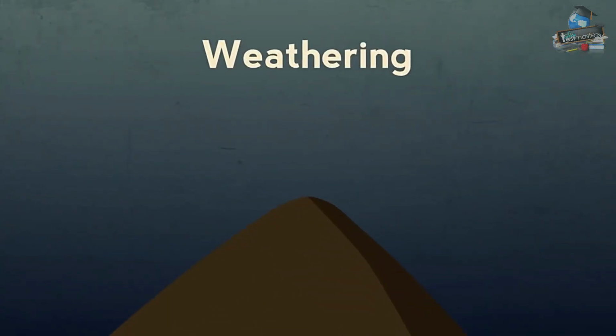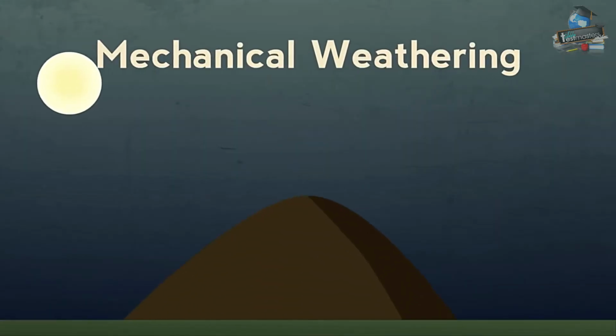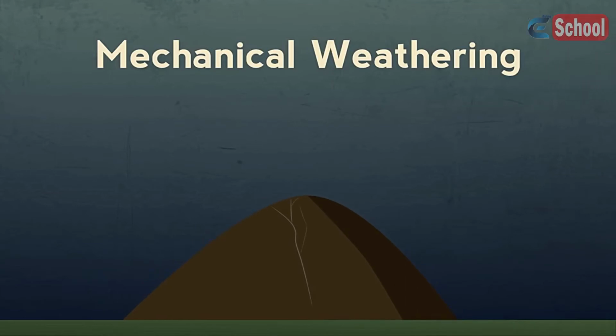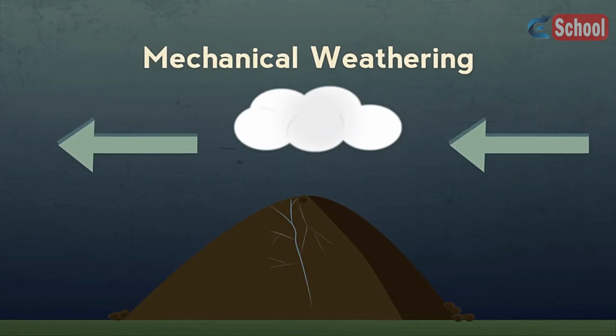Rocks get broken up by a process called weathering. Pause and think, what sort of weather might break rocks? Mechanical weathering. The heat of the sun expands the rock. It contracts at night, causing it to crack. If water enters and freezes, it will crack more. With water and wind, bits of rock knock into each other, breaking them.